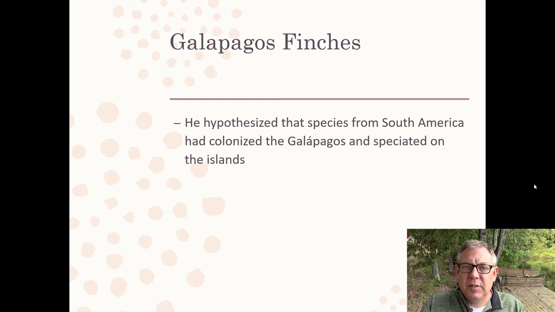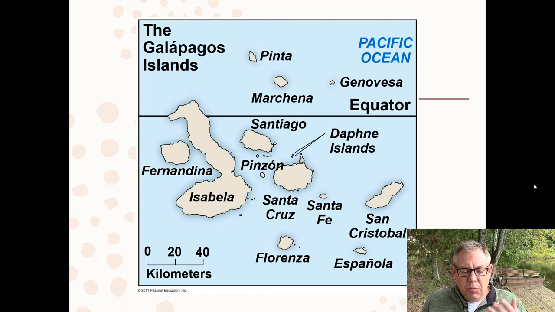That's how those organisms got there. And then once they got to the islands, they speciated and changed a little bit. And so if we zoom in on the islands, there are several islands, and they're different sizes, and they're volcanic islands, and so they have different ages, and they have unique environments.